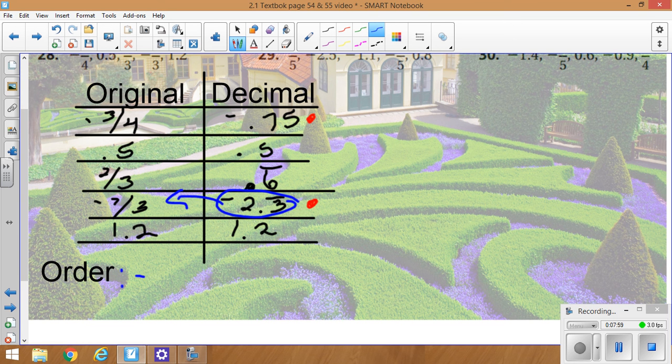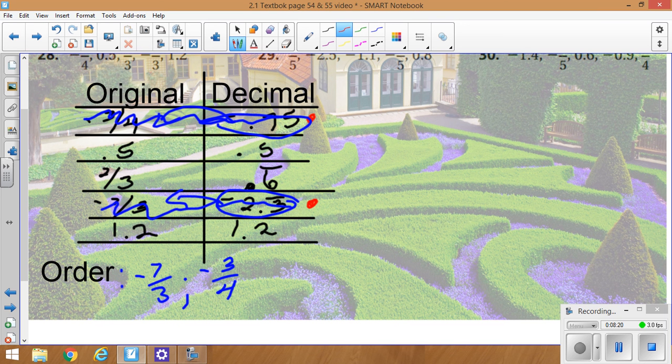So I have -7/3. Okay, so we'll just get rid of that. And then I have -7500, which was originally -3/4. So we can get rid of that one. You don't have to cross them out. I'm just trying to make it easier for you guys to see visually.